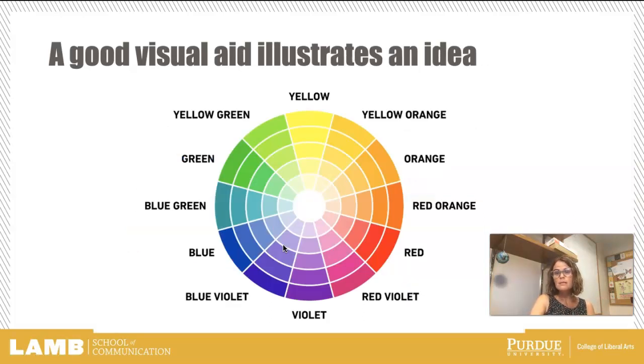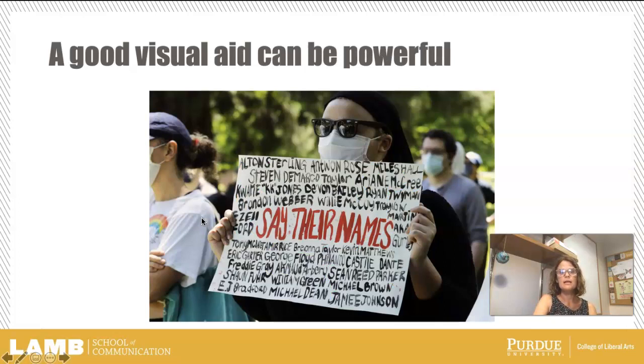A good visual aid illustrates an idea. So sometimes we can use as many words as we want, and it's just not going to click. So, for example, here, if I'm talking about the color wheel and shades and gradients, my audience in their mind might be able to sort of see this, but all of a sudden I just have this very basic, right? And so they can see, okay, this is how they line up, and here's how they blend, and here's how it gets lighter to darker. Okay, so it illustrates an idea.